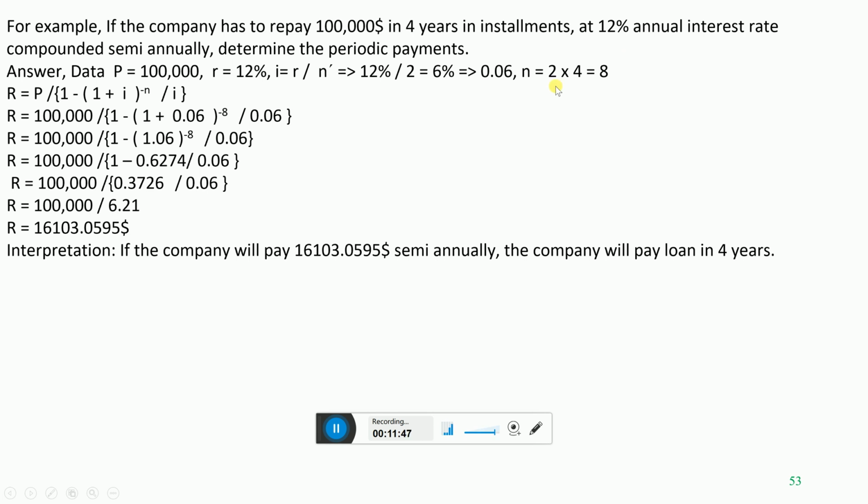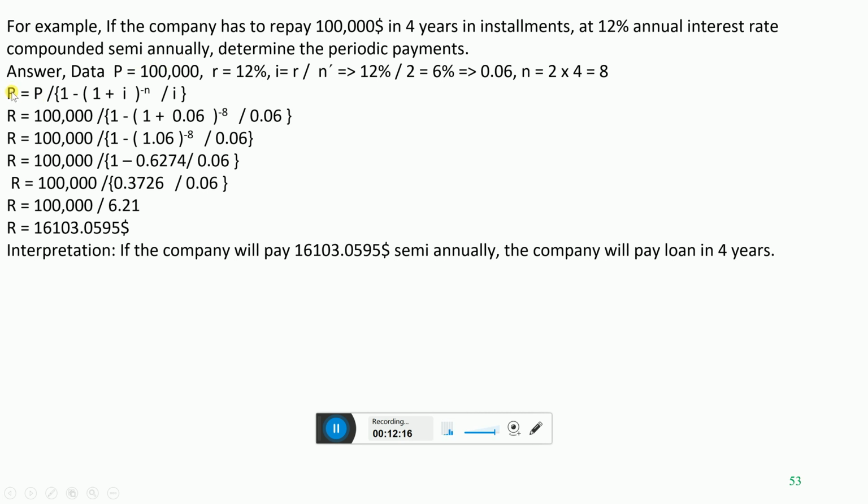And how many times in total will the bank pay interest in 4 years? That is 8 times, because the bank pays interest twice in a year, and for 4 years of investment, 8 times in 4 years. If the borrower is paying 2 installments in a year, then in 4 years the borrower has to pay 8 installments. Now we will put all these values in this formula.